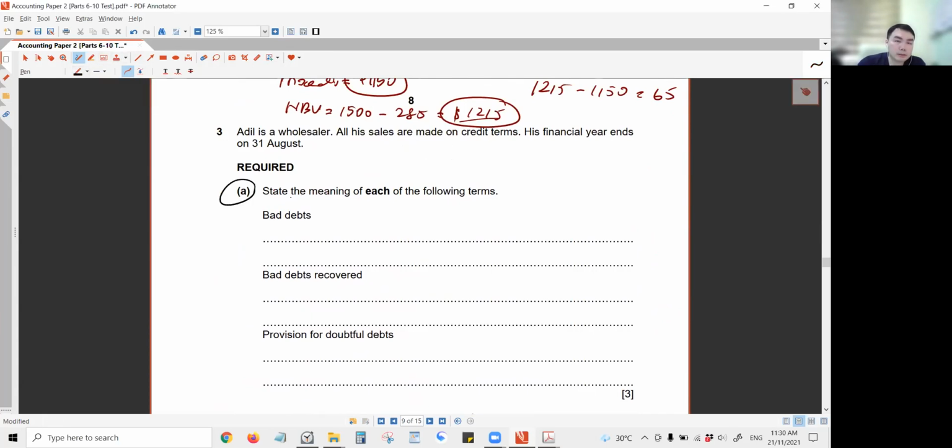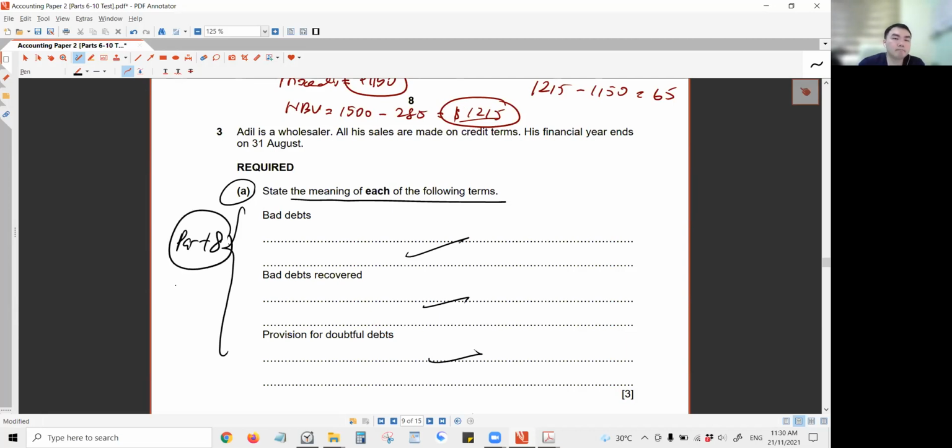Question A, state the meaning of each of the following terms. So all these are easy. Expect them to have the possibility of coming out in the exam, okay? Because this is an exam question from the past exam paper, you can expect it to come out again. The answers you can get from the part 8 materials. Okay, now we see the next question.